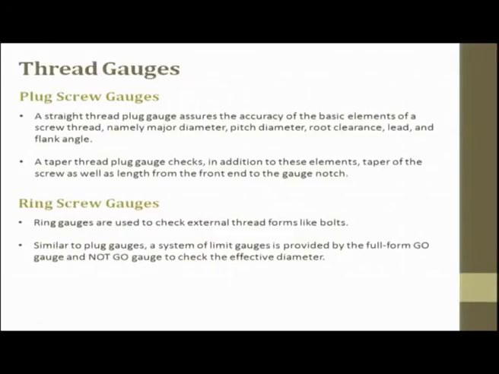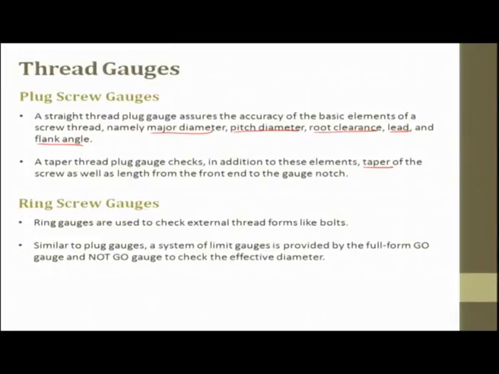Plug screw gauge: a straight thread plug gauge assures the accuracy of the basic elements of a screw thread, namely major diameter, pitch diameter, root clearance, lead and the flank angle. A taper thread plug gauge checks, in addition to all these elements, the taper also, as well as the length from the front end to the gauge notch. So, a plug gauge talks about major diameter, pitch diameter, root clearance, lead and flank angle.